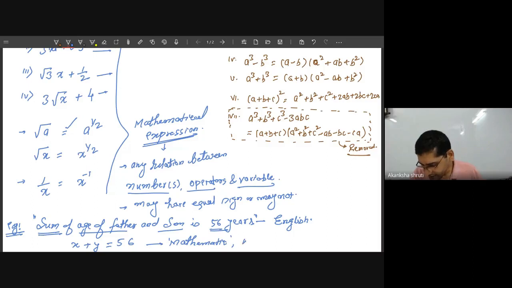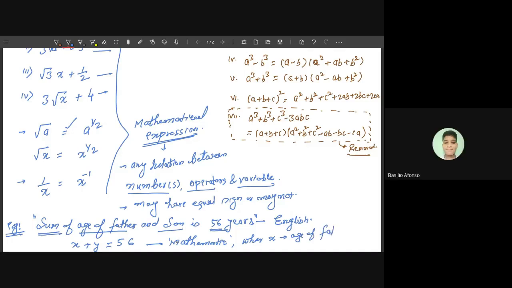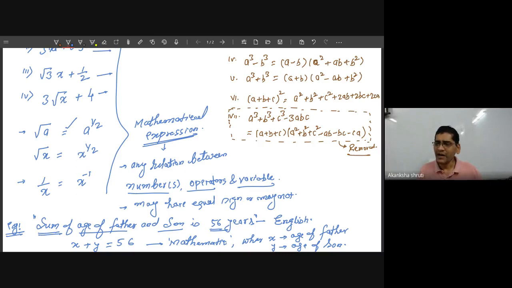So what does it represent? x is the age of father. y is the age of son. Okay, students? These things we will often come across.